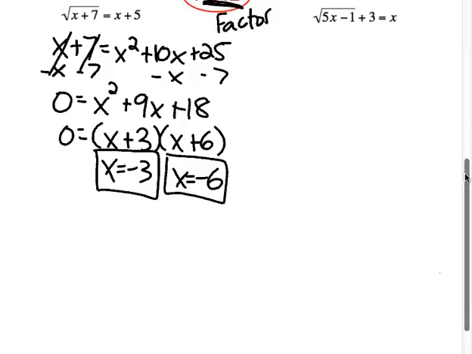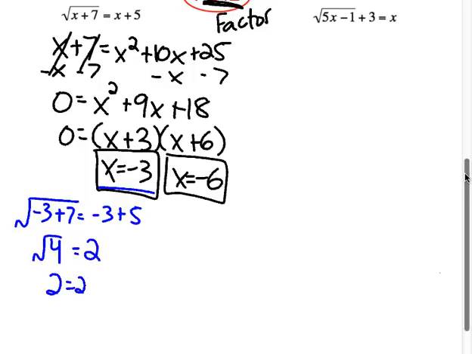So I'm going to check this one in blue. So square root of negative 3 plus 7 equals negative 3 plus 5. Square root of 4 equals 2. 2 equals 2. That one checks out, okay? That one works perfectly. Let's check our other one though.